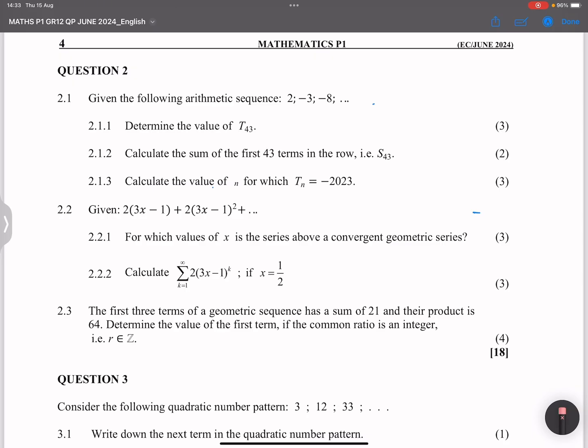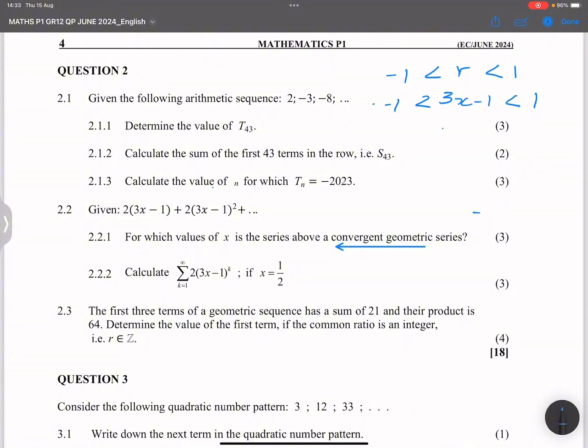But now for a convergent series, we know that our r value, the common ratio, must be less than 1 and greater than negative 1. What does that mean? It means that it must actually be a fraction. So our common ratio, which is 3x minus 1, must be less than 1 and greater than negative 1.